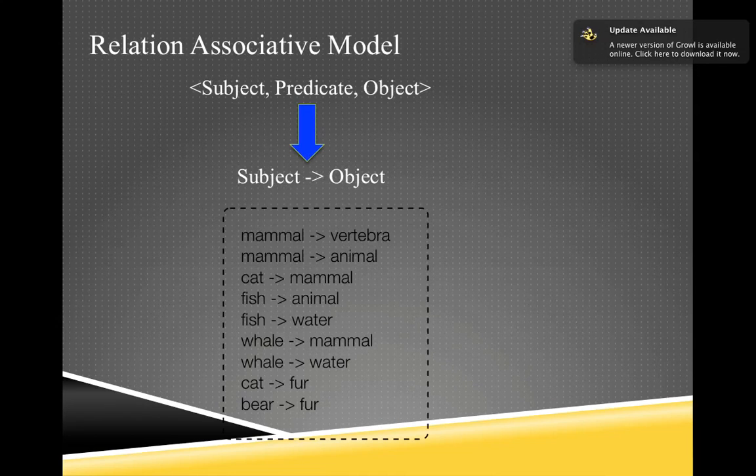The next one is the relation associative model. This model will also use the tuples from the previous section. As each sentence can be simplified into subject, predicate, object, you can build the relation between subject and object as below. So here, in this table, you can see the relations: mammal, animal; cat, mammal; fish, animal; fish, water; whale, mammal; whale, water; cat, fur; and bear, fur. So there are about 9 relations for case study 1.